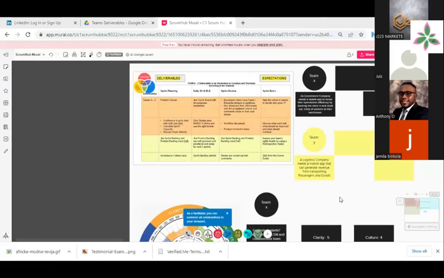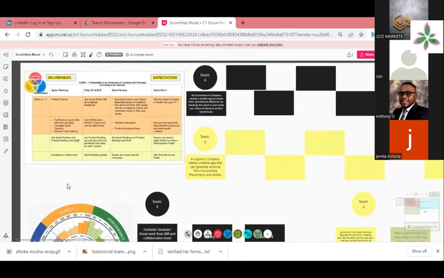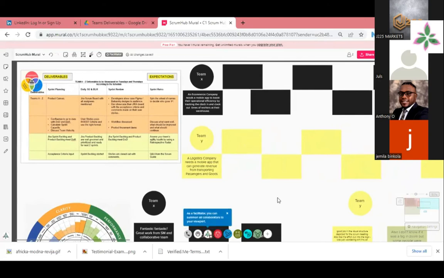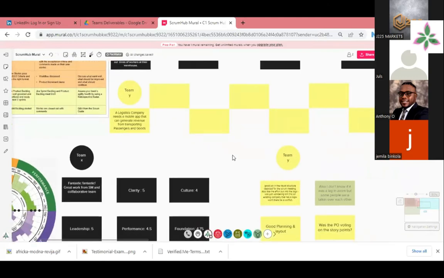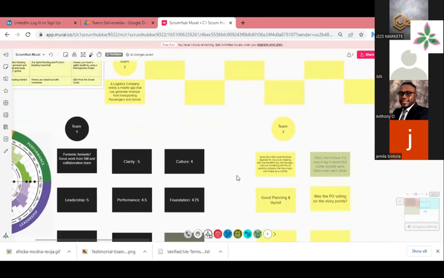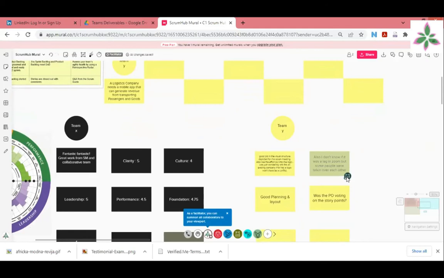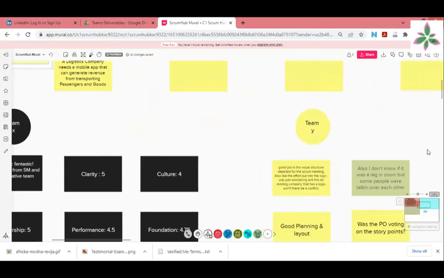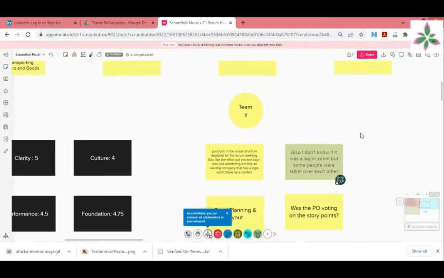Voila. Okay. So audience, thank you for being part of this journey with Team X and Team Y. I'll start taking the feedback from you. Let me go to the yellow section. So there are some comments here. Good job in the visual structure depicted for the Scrum meeting. Also like the effort put into the logo. Was just wondering, isn't that an existing company that has a logo? Won't there be a conflict?